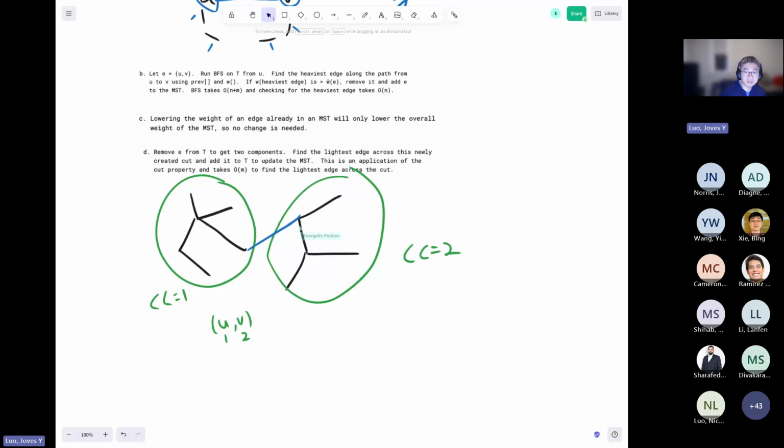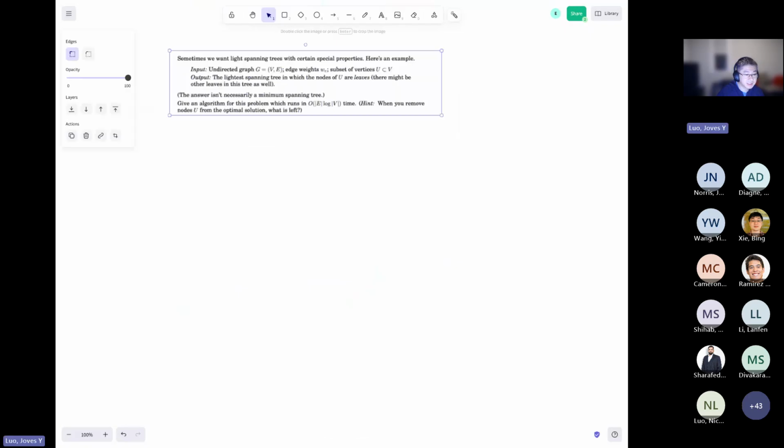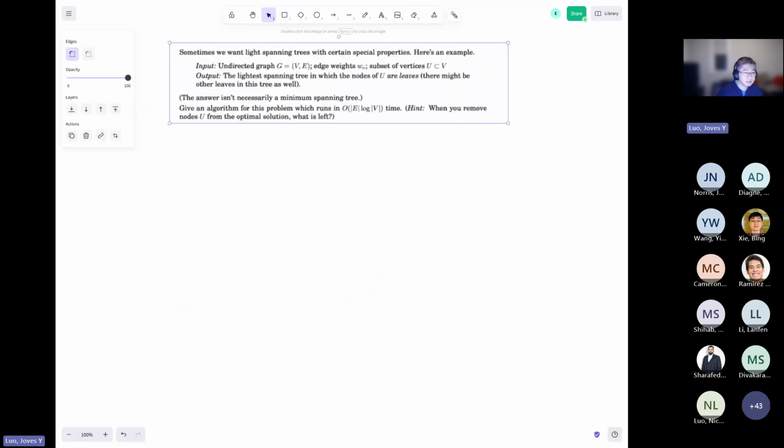Move on to the next question. Yep. So that was 5.22. We are going to look at 5.23. So this question is saying that sometimes we want a light spanning tree. So careful, not the lightest spanning tree, but a light spanning tree with certain special properties.